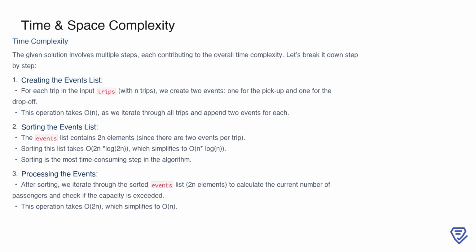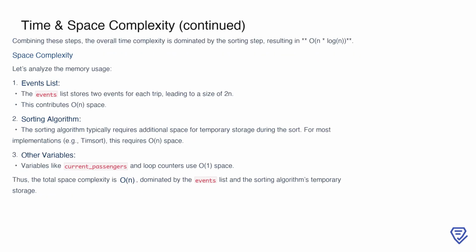Finally, we process the sorted events list to keep track of the current number of passengers and ensure that the capacity constraint is not violated. This step involves a single pass through the 2n elements, taking 2n, which reduces to n. Together, these steps define the time complexity of the algorithm. When combining these steps, the sorting operation dominates the overall time complexity, resulting in n log n.